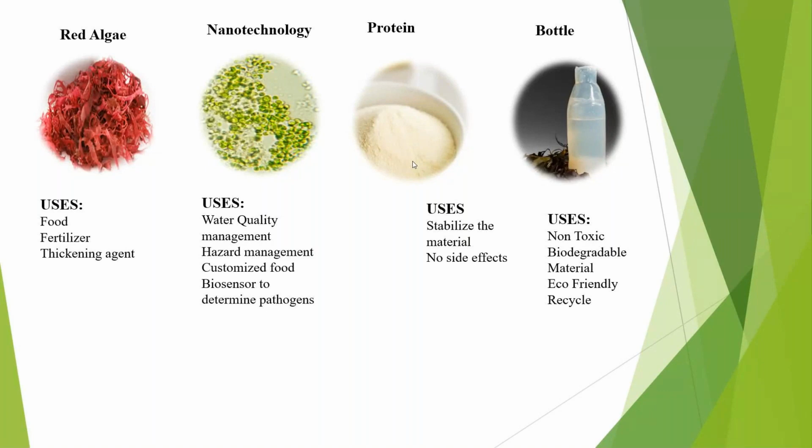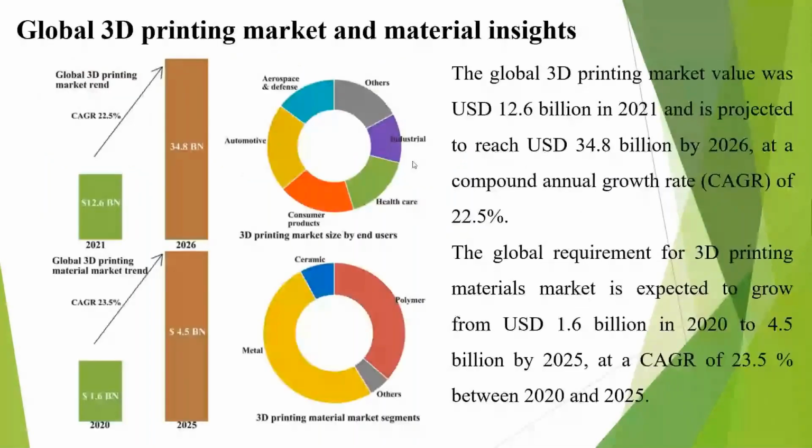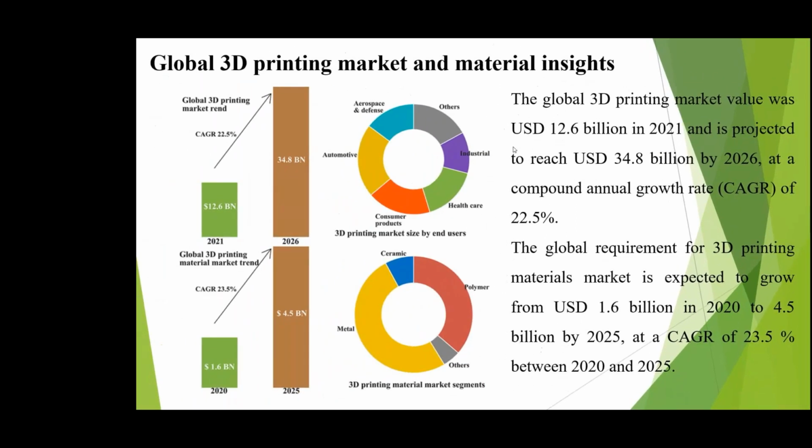Here, what we are aiming is to replace the plastic kind of products by using the red algae, converting it into nano form, and fusing it with some stability proteins. We are trying to make it a non-toxic and biodegradable material which may be eco-friendly in our environment. And coming to the global 3D printing market, as we are all aware, there are different kinds of sectors depending upon 3D printing. The market value may be 12.6 billion in 2021, and is projected to reach 34.8 billion by 2026, with an annual CAGR of 22.5%.